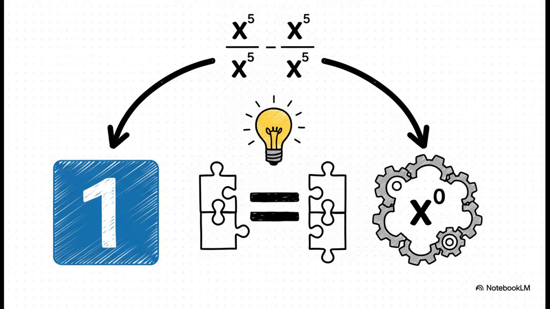We looked at the same thing in two different ways. On one hand, we proved it equals 1. On the other hand, we used a rule that says it equals x to the power of 0. Since they both came from the exact same starting point, they have to be equal to each other. So x to the power of 0 must be 1. It's not some random rule a teacher made up, it's a logical necessity for math to even work.